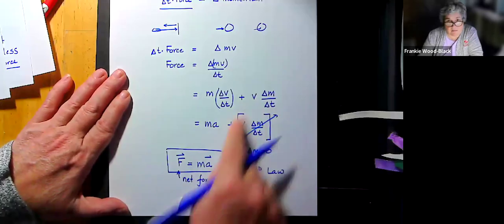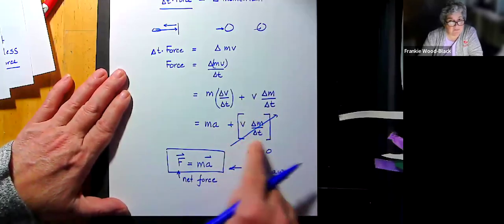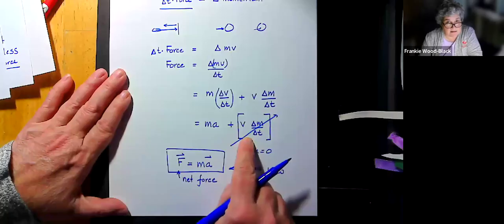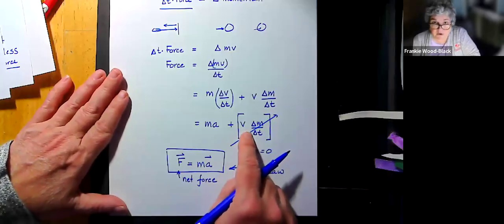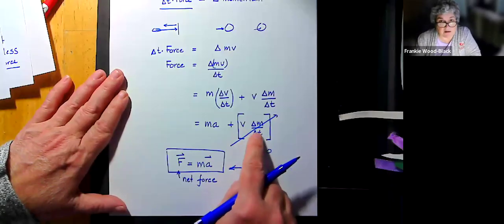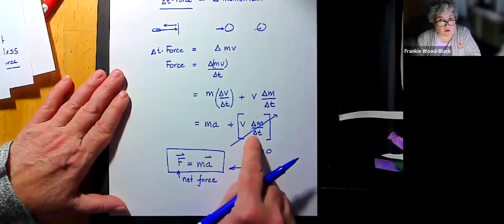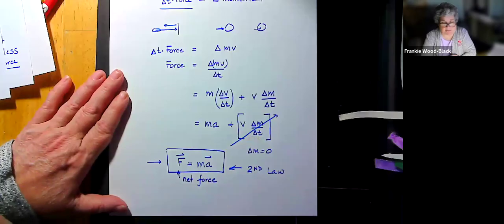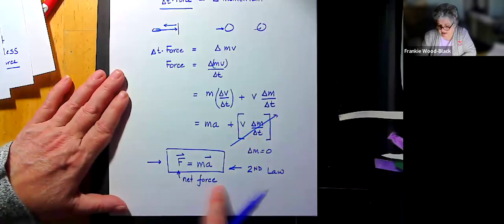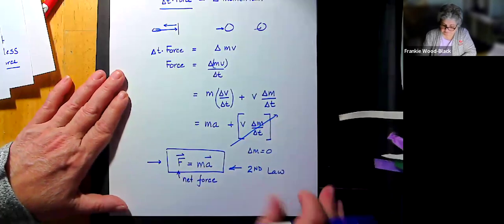But this term that's hanging out over here, this is what we call rocket science. Because if I've got a big rocket that's going to the moon, I do have to worry about this change in mass in order to explain what's going on. But this is the one that we're going to use for most of the chapter, this one right here. My net force is equal to mass times acceleration.